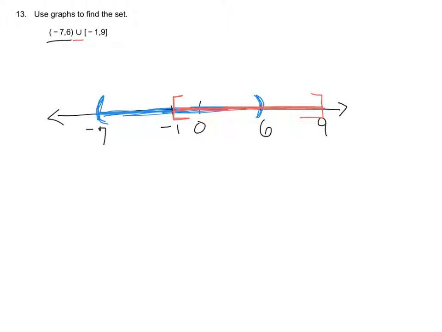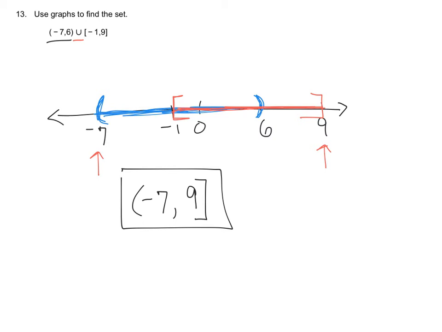Now the union means that I want to take all the numbers between the two sets. So I'm going to look at my lowest value and my highest value of either set. So the union of these graphs is the -7, which is not included, so I put a parenthesis, and it goes to the 9, which is included, so I put a bracket. So the answer is -7 to 9.